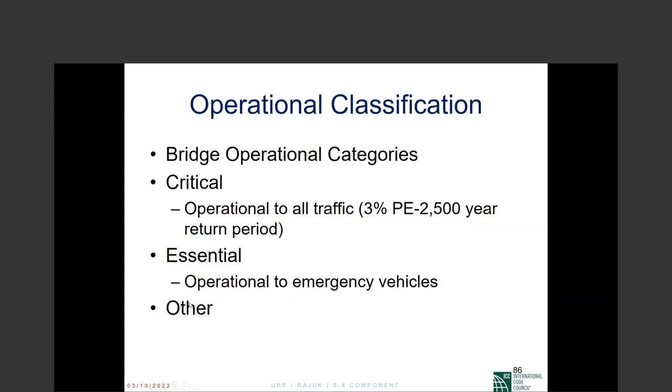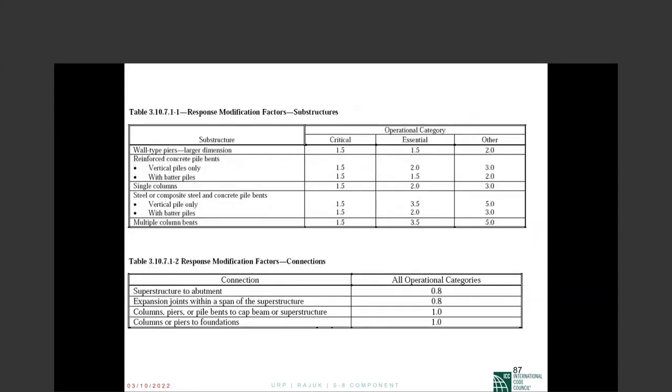What will be the difference in these? That will be the R factors. So here is the response modification factor for the substructure. As you can see, we have three categories: the critical, the essential, and the other. The critical, as you see here, all of these are 1.5. If you want to really design the bridge to stay inside the elastic range, it will be one. But if you want to have it essentially elastic, you will use 1.5, and that will ensure that the bridge will be operational after the earthquake and you have an elastic design.